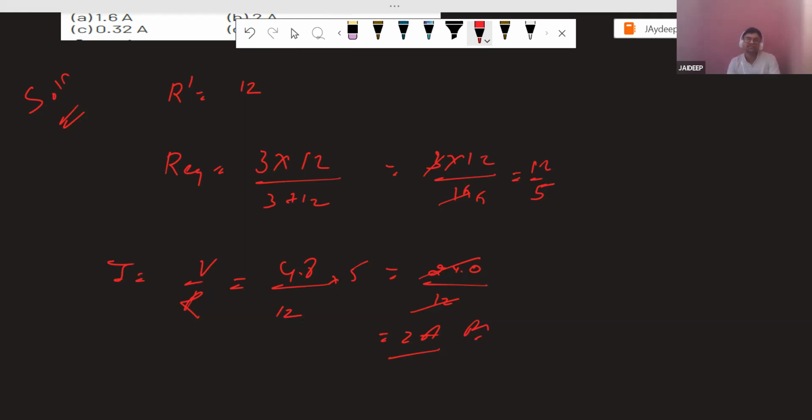In series combination of resistors, which physical quantity remains the same, current or potential difference? Farhat, which physical quantity? Current. Good.